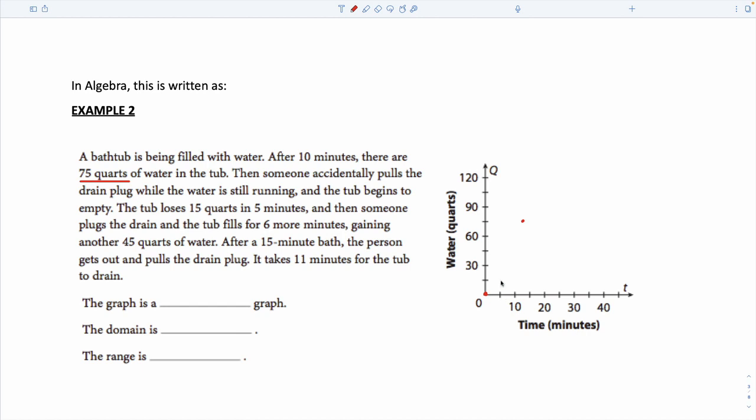After 5 minutes, is there a possible amount of water in the tub? Is there some water in the tub after 5 minutes? Sure, this is not a discrete graph. This has to be continuous. It doesn't just magically dump water in at 10 minutes. There has to be some in between.